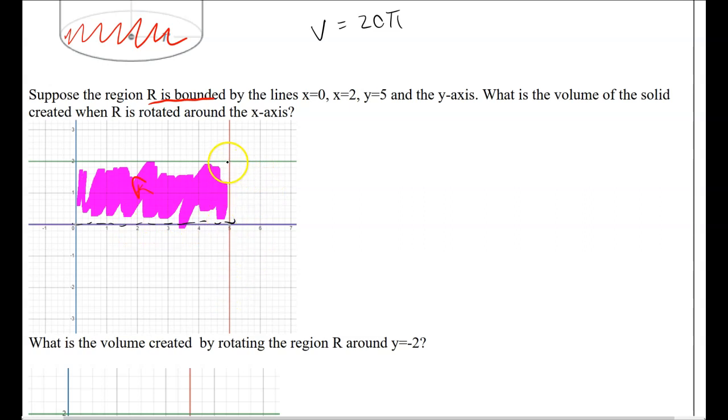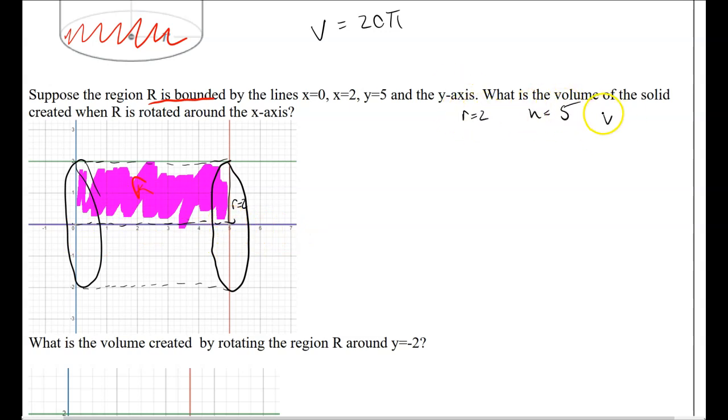And what we'd actually get, if you imagine a rectangle spinning around, is a cylinder. And draw it as best you can. I'm struggling because I'm drawing on the computer. So we get a cylinder if we took that rectangle and spun it around. So really we're asked, what's the volume of this cylinder? Well, notice my radius again is 2, and my height again is 5, from 0 to 5. So we know my volume should be 20 pi.